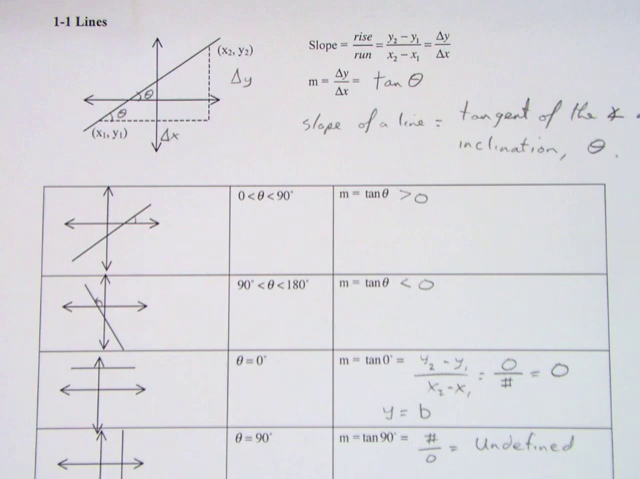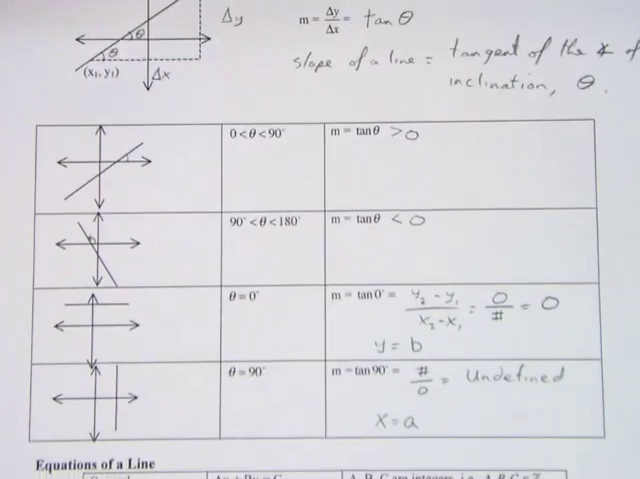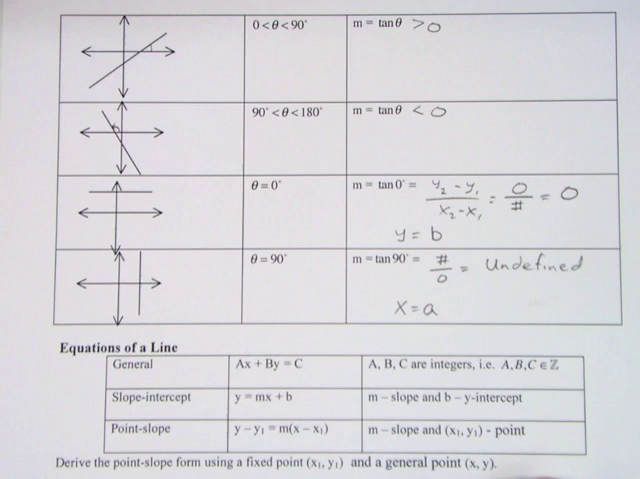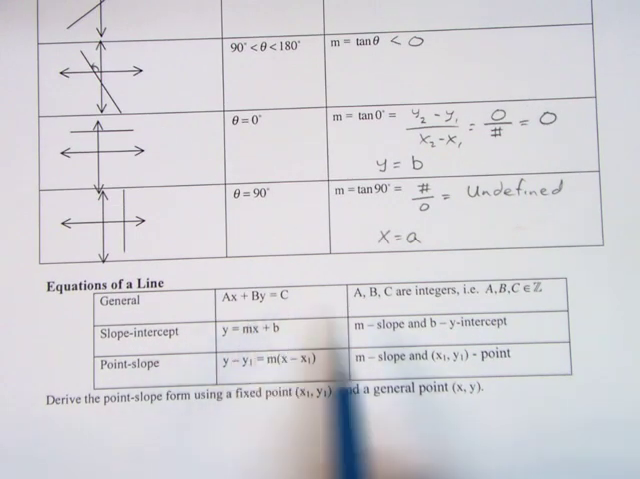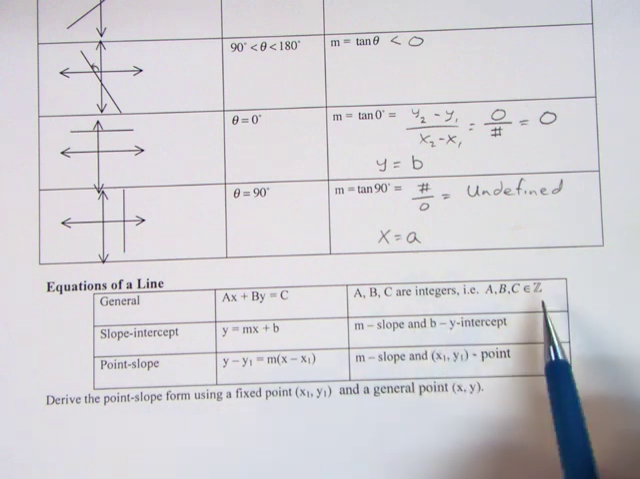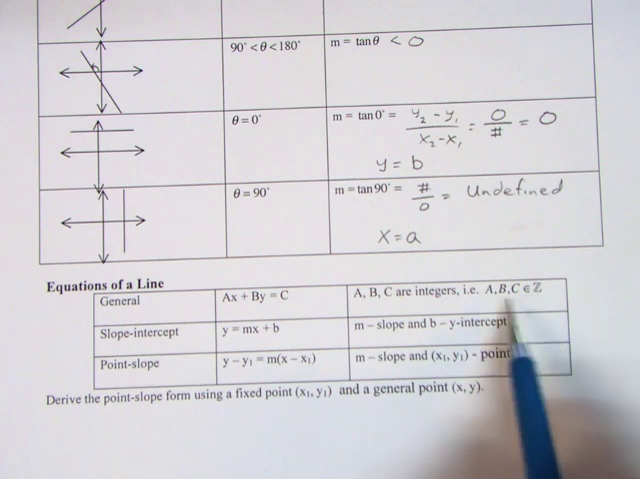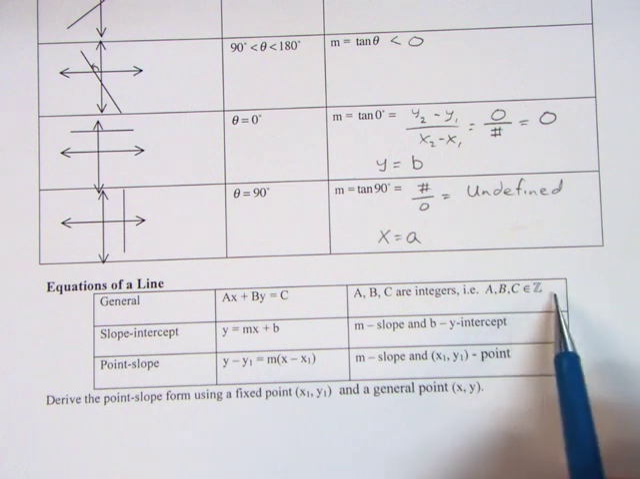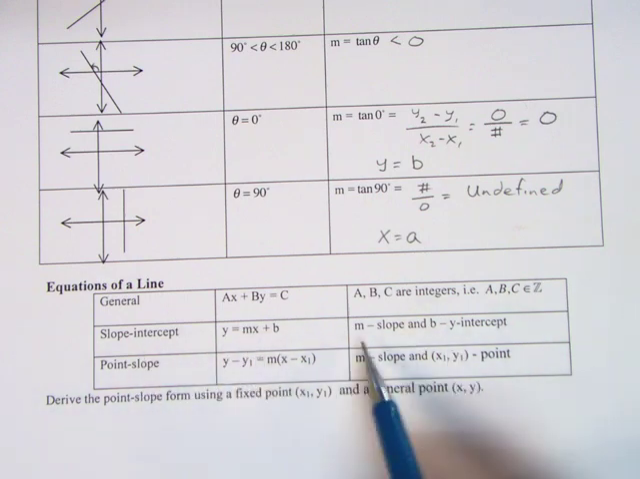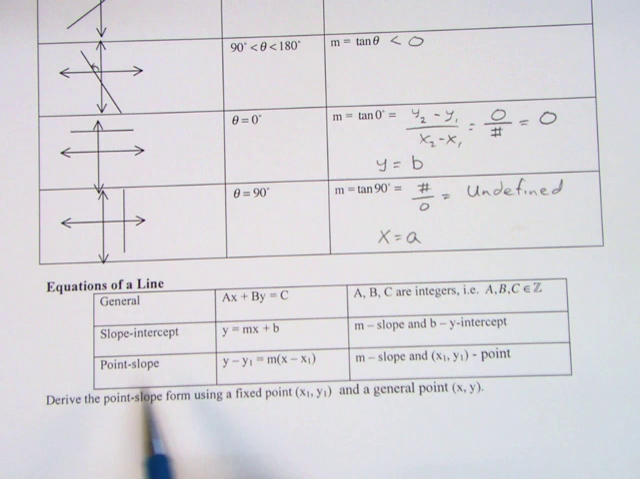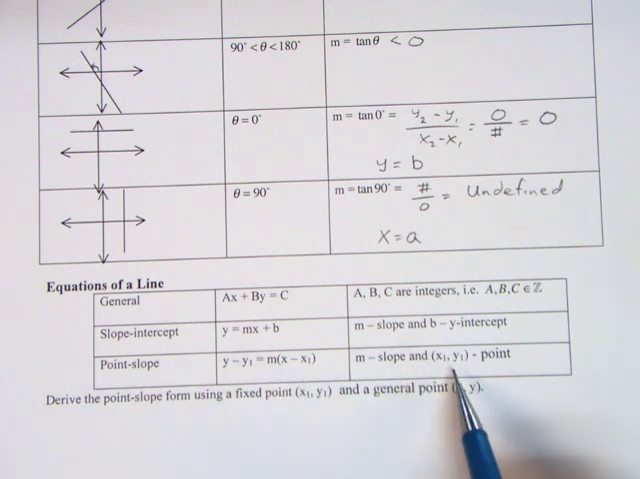Here are your general forms for the equations of a line. We have general: ax plus by equals c, where a, b, and c are integers. This is the fancy notation as you go on in math to say this is double-struck Z, the set of integers. We have the slope intercept: y equals mx plus b. m's the slope, b's the y-intercept. Point slope: y minus y1 equals m times x minus x1. m's the slope, and the point x1, y1 is our point.